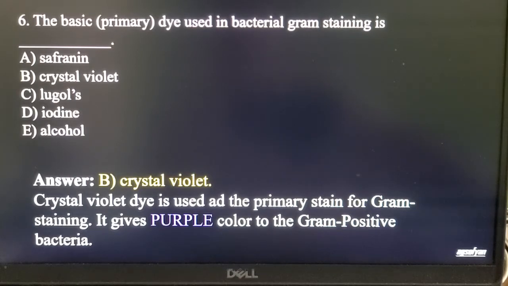Gram-positive bacteria will retain this crystal violet. Therefore, the result will be blue or purple color. This is gram-positive bacteria. Gram-negative bacteria will not retain the crystal violet. It will be removed by the alcohol. And then after alcohol, remember, you're going to put safranin in. Therefore, the gram-negative bacteria will retain the safranin. The color will be pink or red, which is the color of safranin.